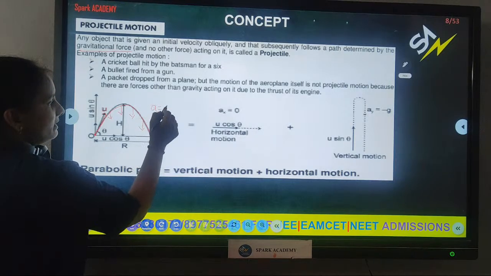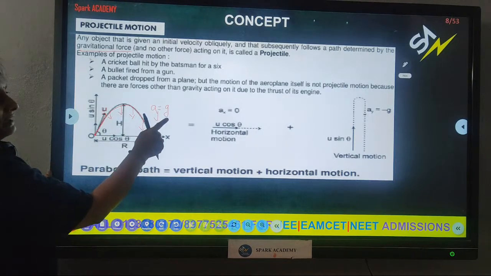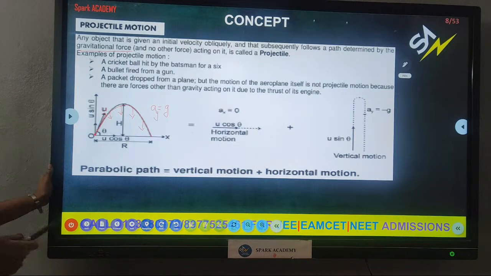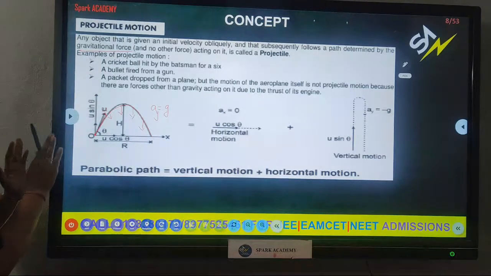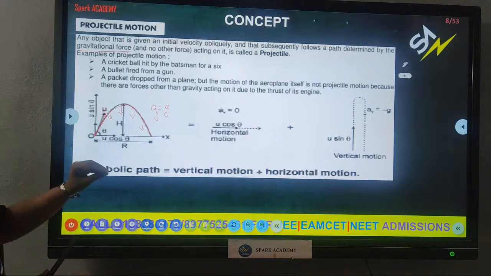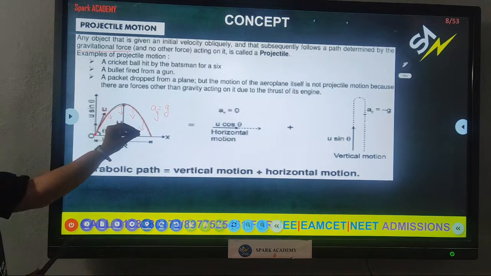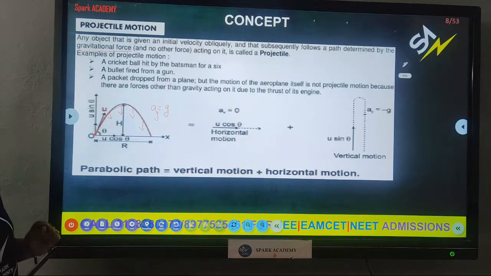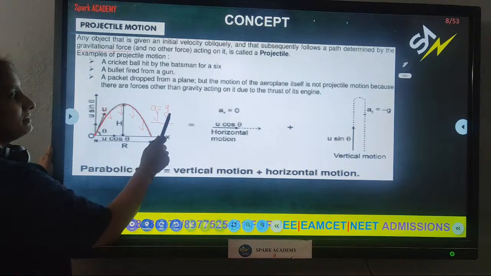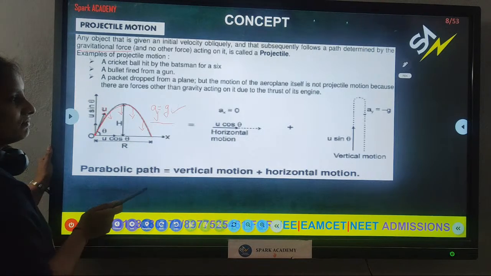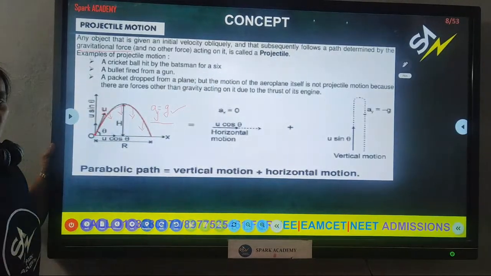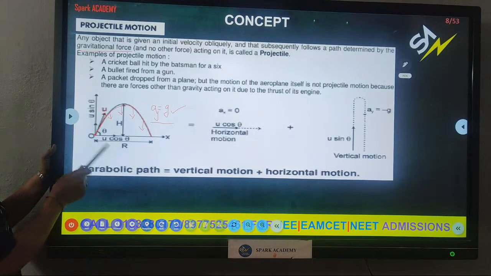So along y direction, the motion of a path is determined by the gravitational force and no other force. Here we need to make a few assumptions. No other force will act while describing the projectile motion. Along vertical, it is determined by the gravitational force. That is a very important thing. Such motion is called projectile motion.